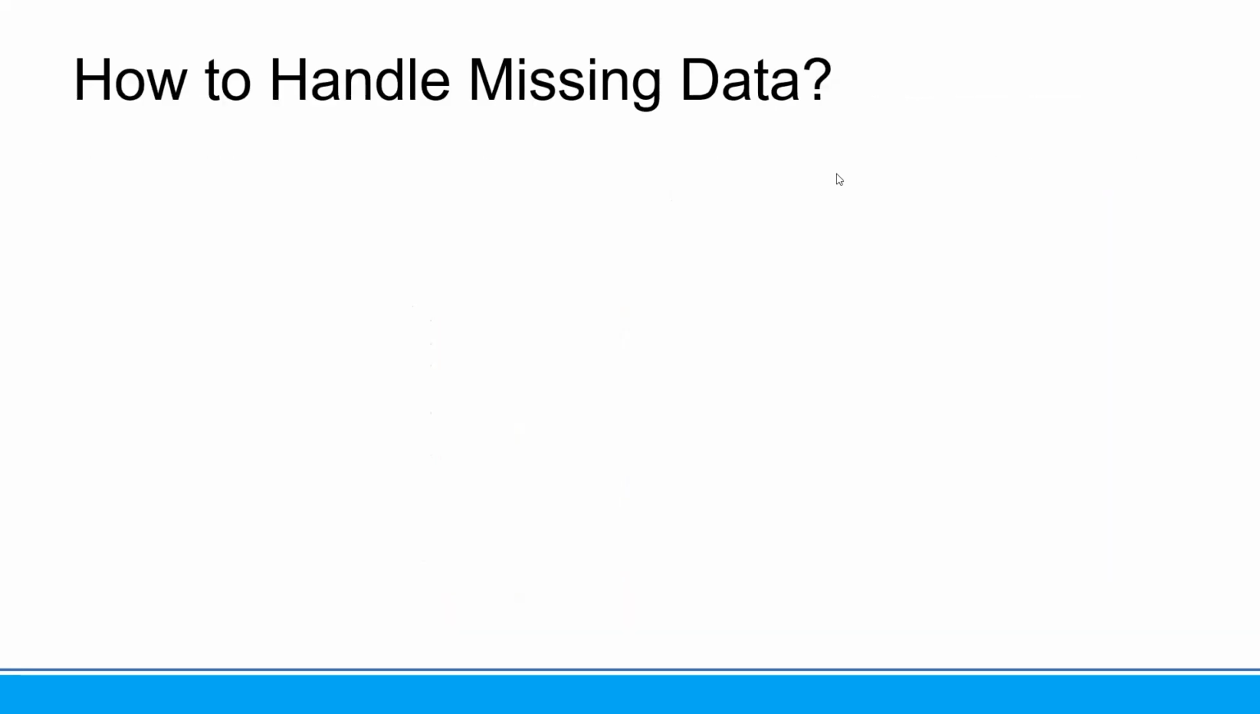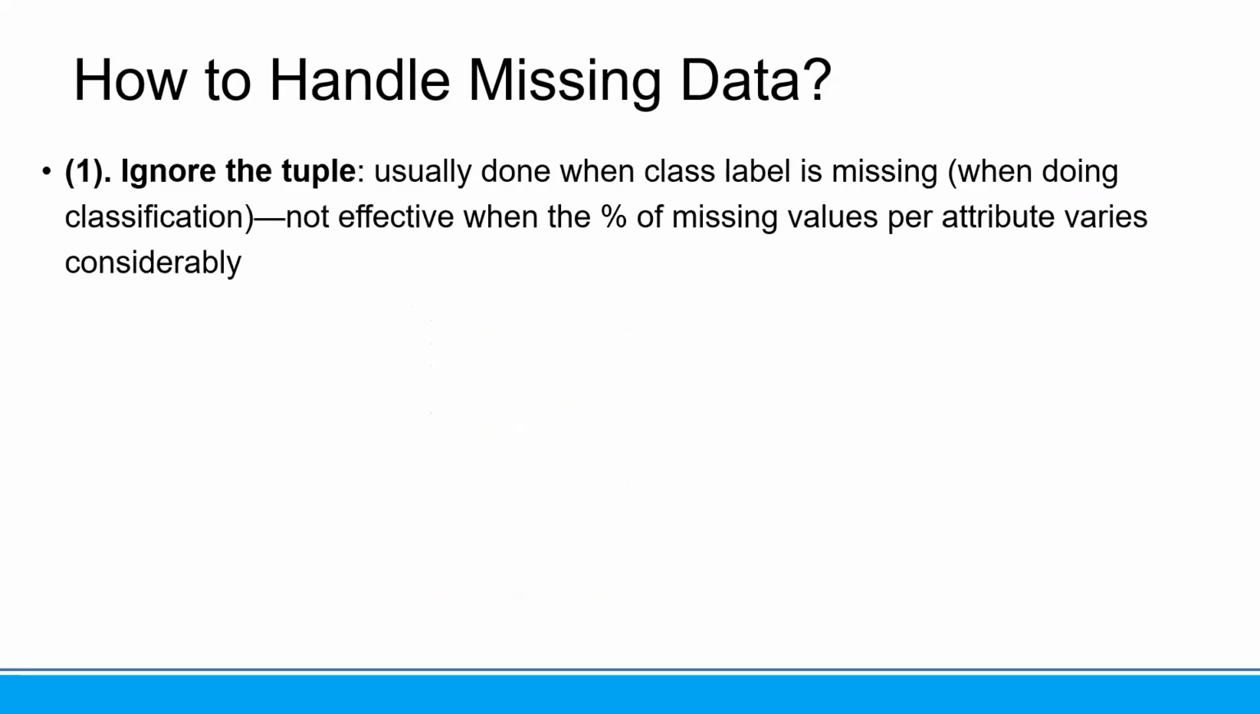How to handle this? There are 3 things that I want to share today. First, how we can handle the missing data by ignoring the tuple. Do you know ignore? If you have one row, a tuple, do you still remember tuple? What is a tuple?